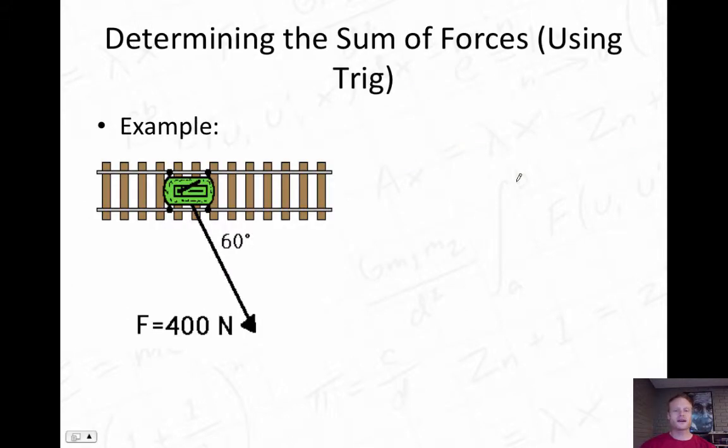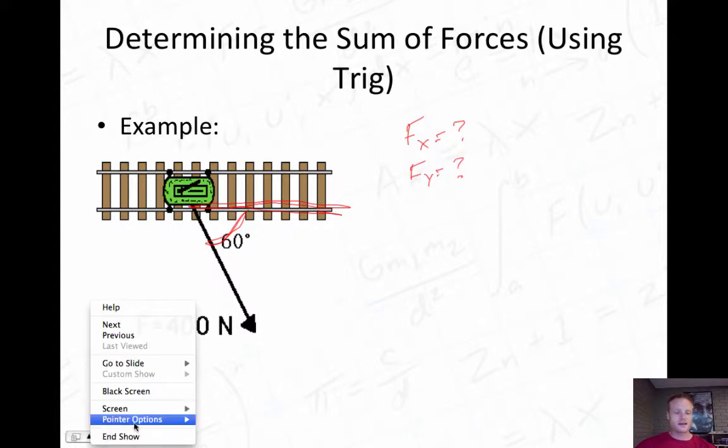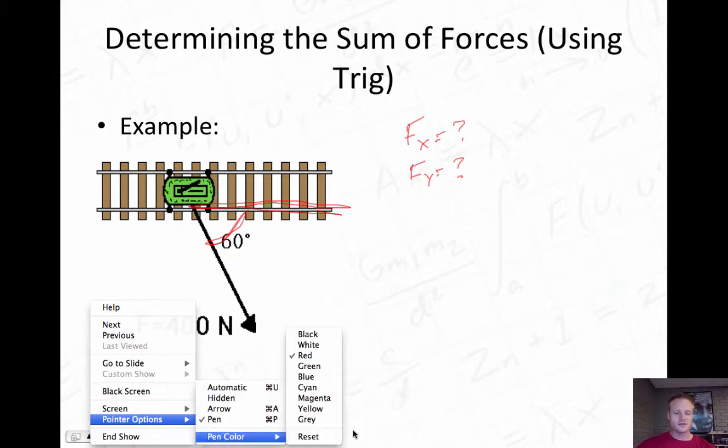Let's practice breaking a force into x and y components. Here is a railroad car with a force of 400 newtons that's directed 60 degrees from horizontal. I can draw the horizontal line in here, and this angle here is 60 degrees. I want to know what is the force in the x direction and what is the force in the y direction. To do that, let me change pen colors here.